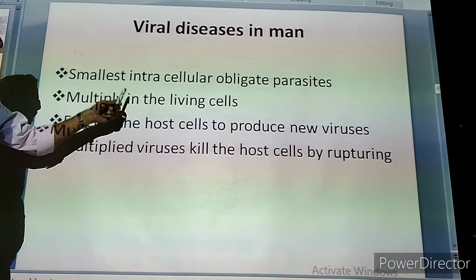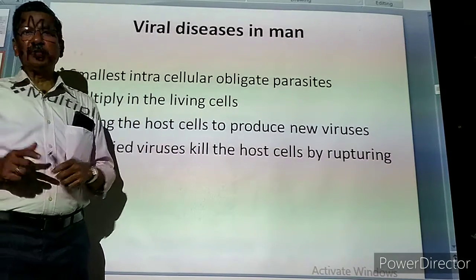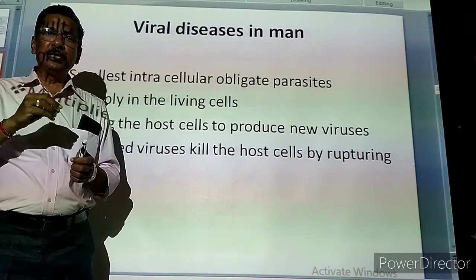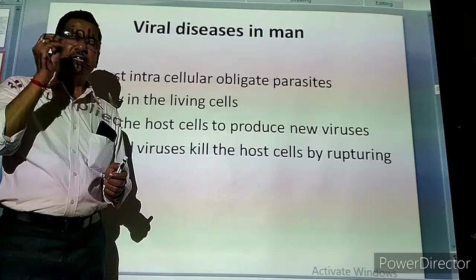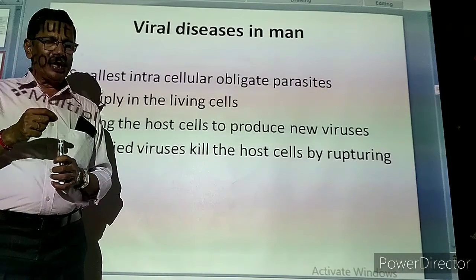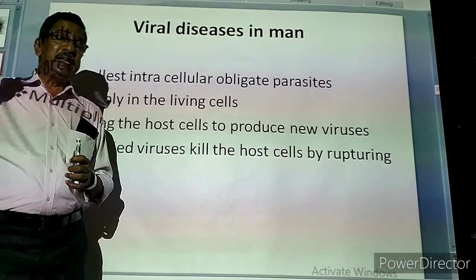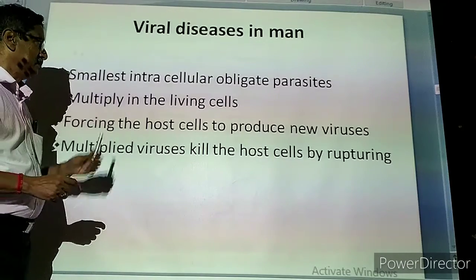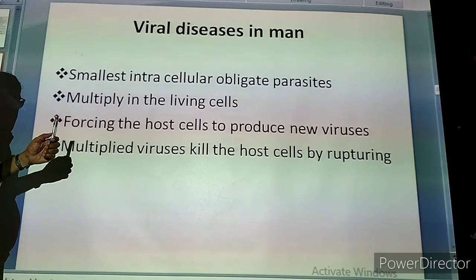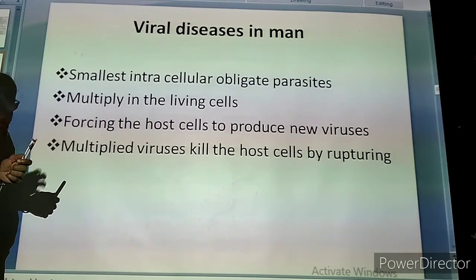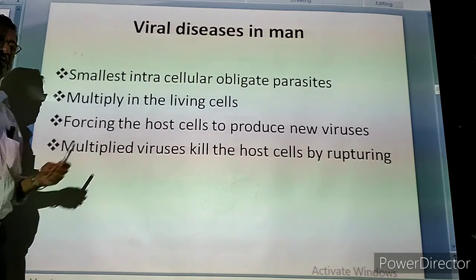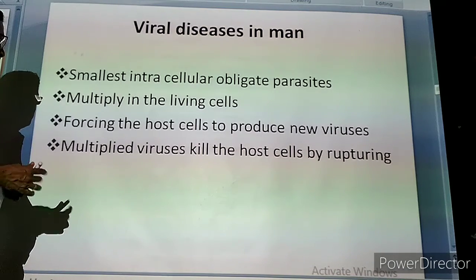They multiply in the living cells. Suppose they are human viruses. They enter into the body, they grow and multiply only in the human living cells. If they are plant viruses, they enter into the plant, growing and multiplying inside the living plant cell. That is, only in the living cells they can multiply. Outside the living cells, outside the body, they are not growing, not multiplying. They show non-living characters.